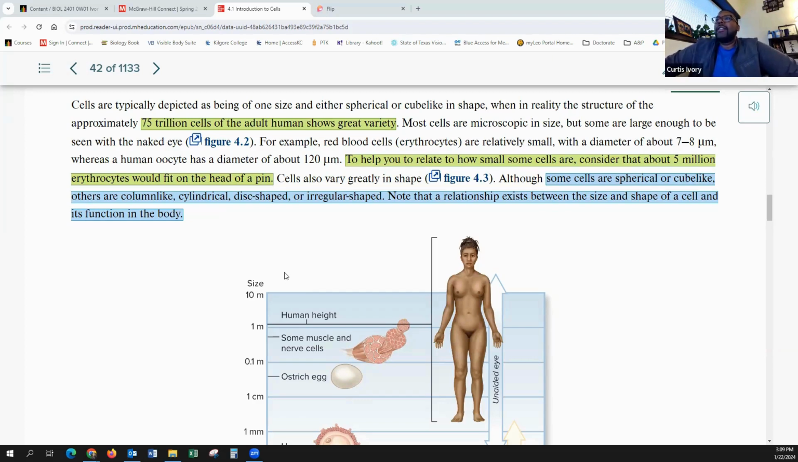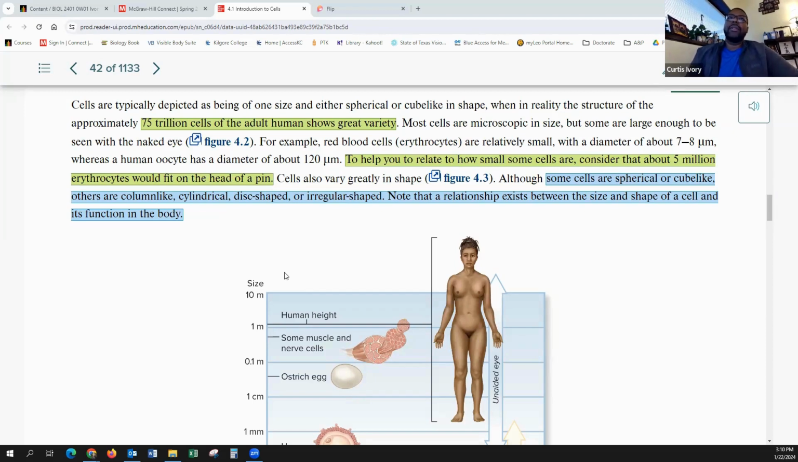Just to give you an idea how small cells actually are, we can fit about 5 million red blood cells on my pen right here. That is how tiny cells are. That's kind of like the point of a needle at the end of my pen. I can fit 5 million red blood cells that are in your blood on the tip of this pen. That's pretty cool to think about.